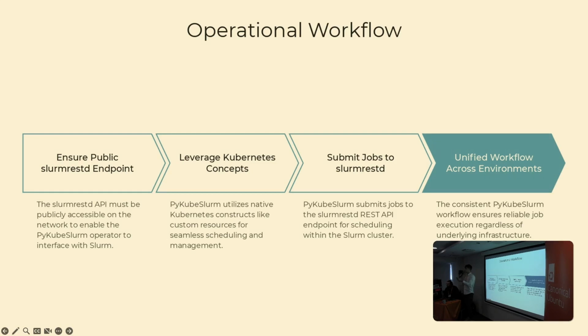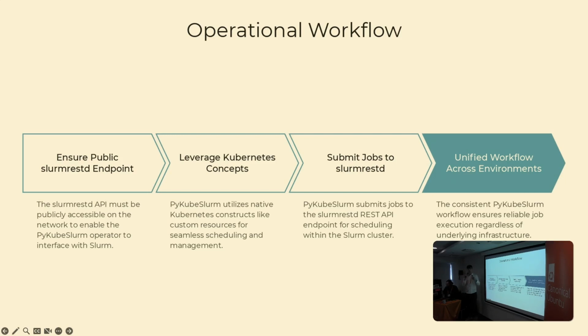And also, the network protocol is something that might sometimes prevent engineers from getting jobs into the Slurm queue, which is something PyKubeSlurm solves, because the engineer itself doesn't need to access the cluster network anymore, just PyKubeSlurm. The engineer could be at home, on their home network, right?